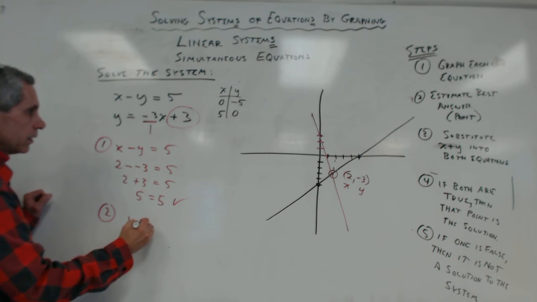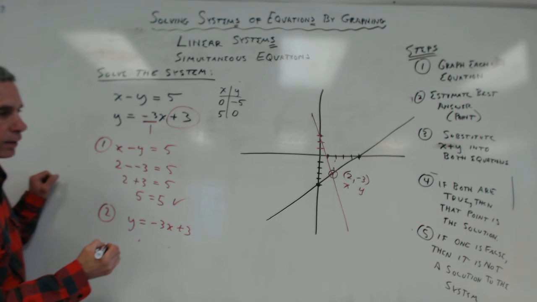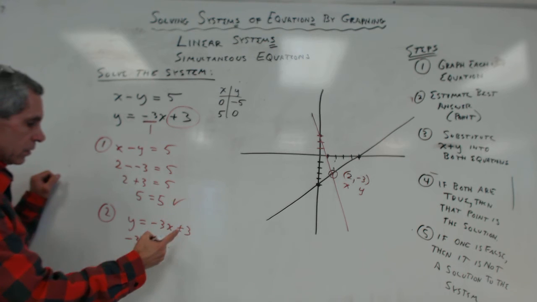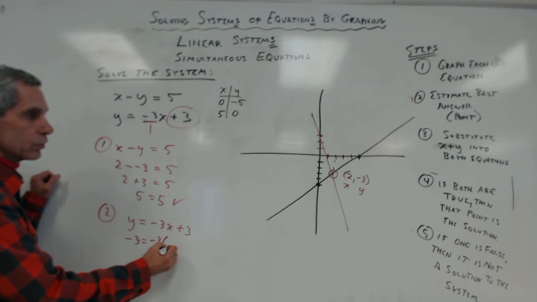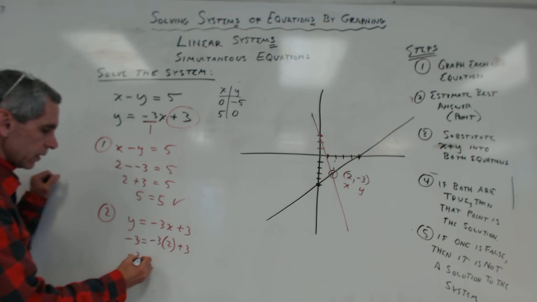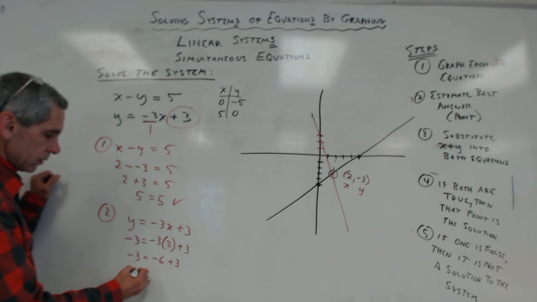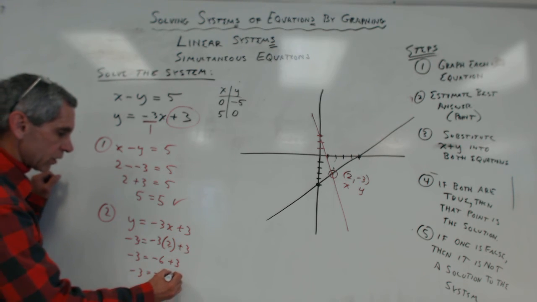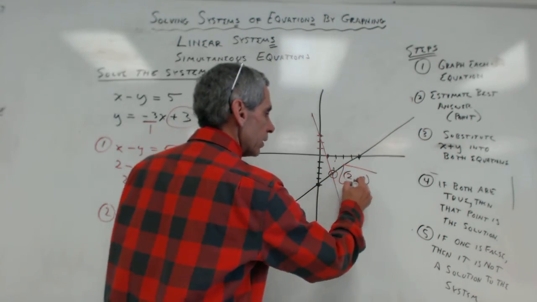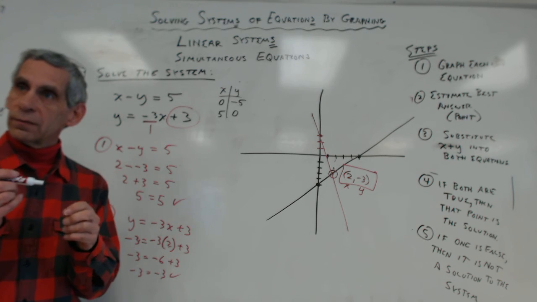All right, let's try the second one. y equals negative 3x plus 3. And y is negative 3 equals negative 3 times 2, because x is 2, plus 3. So negative 3 is equal to negative 6 plus 3. Negative 3 is equal to negative 3. That worked. So we know this is the solution. And so I put that point in a box and I'm done.